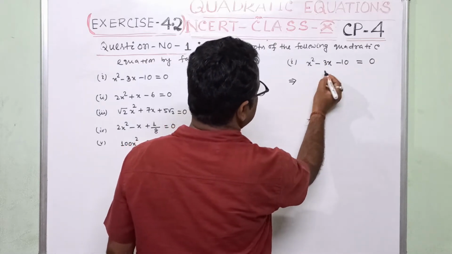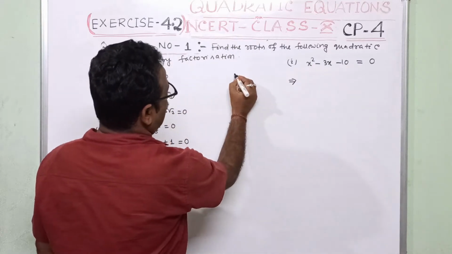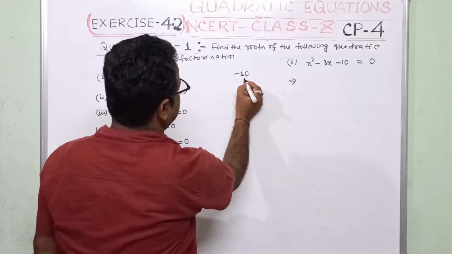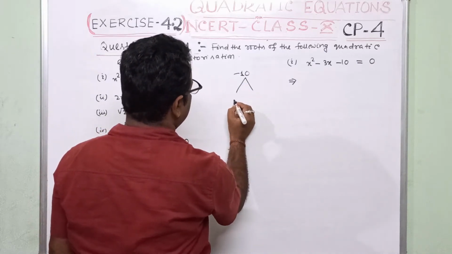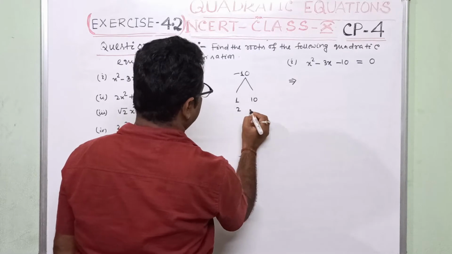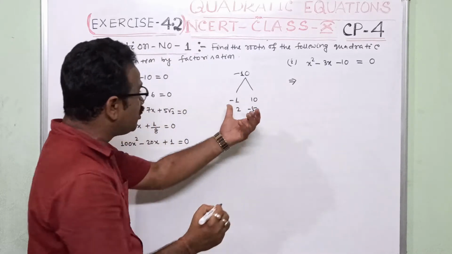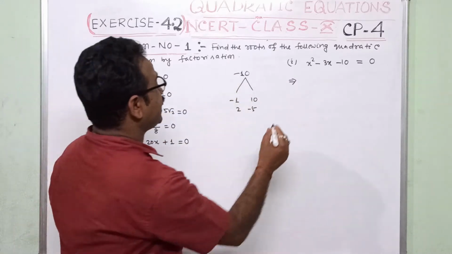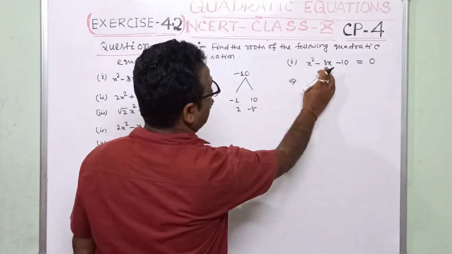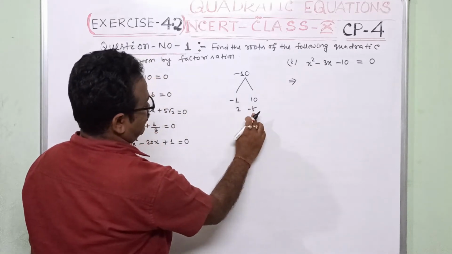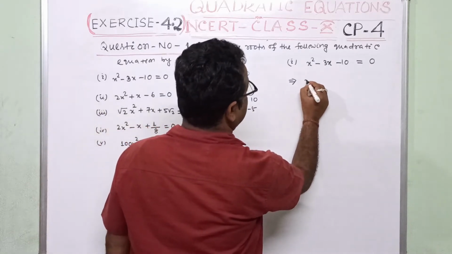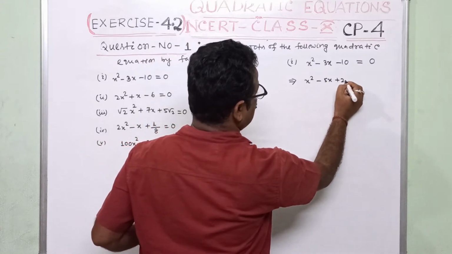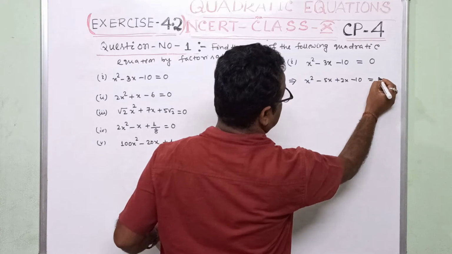That implies, first term into last term is minus 10. So minus 10 will be split. How? Suppose 1, 10, 2, 5, and one of them will be minus because minus is there. Now I require minus 3, so here I will get minus 3. So x square minus 5x plus 2x minus 10 is equal to 0.